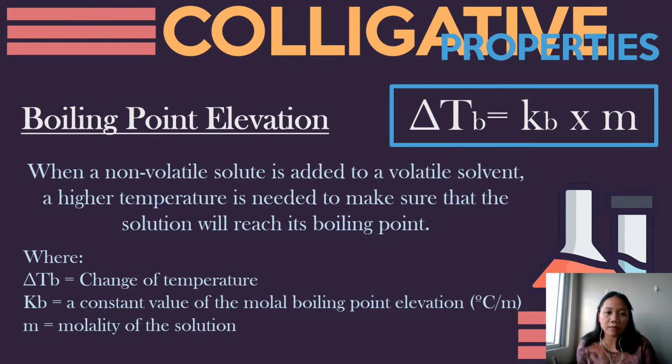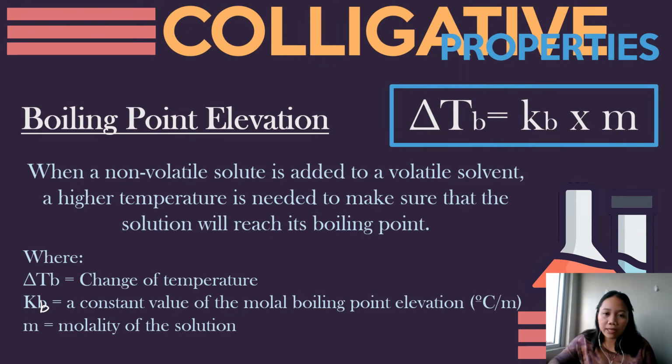Then, for your K sub B, I'm sorry, that should be sub B, it is a constant value of the molal boiling point elevation, which has a unit of degrees Celsius per molal. Again, that M there is not meter. That's definitely not mole because mole is MOL. So M is a small letter M, of course, is molality. So there, small letter M is molality. I guess you have to memorize this one.